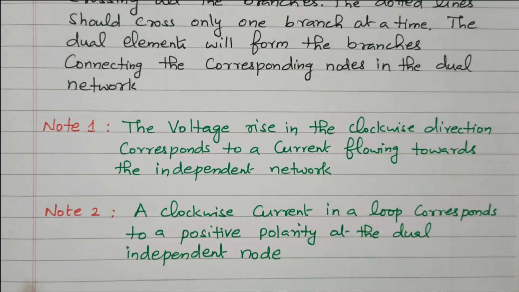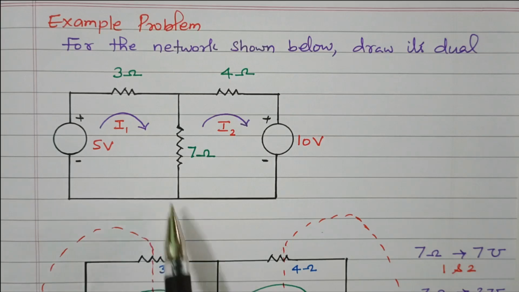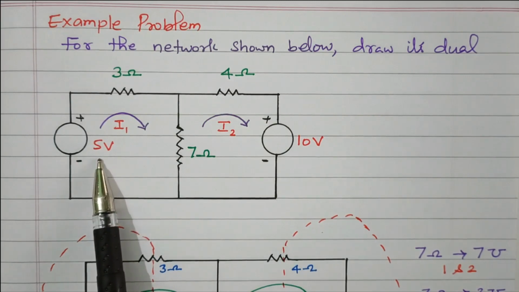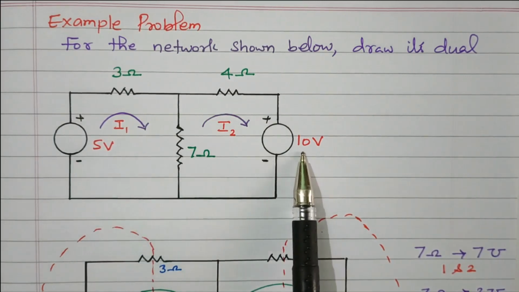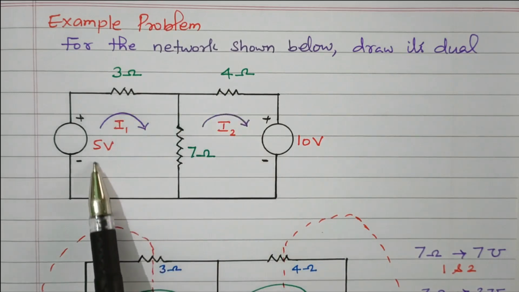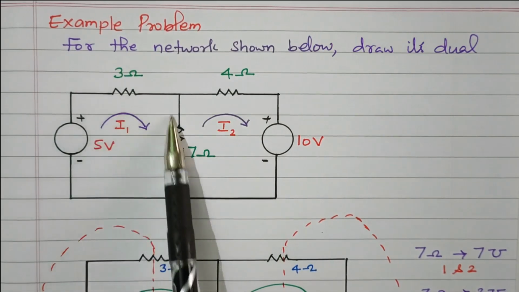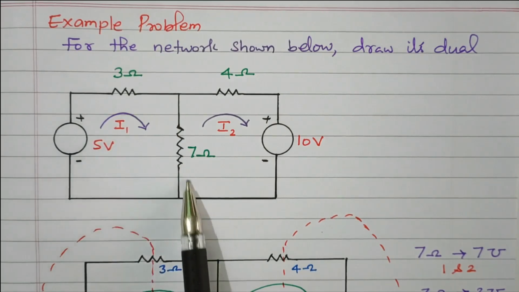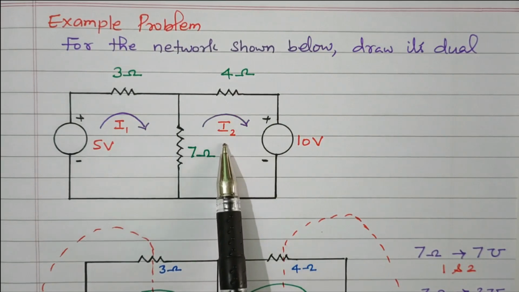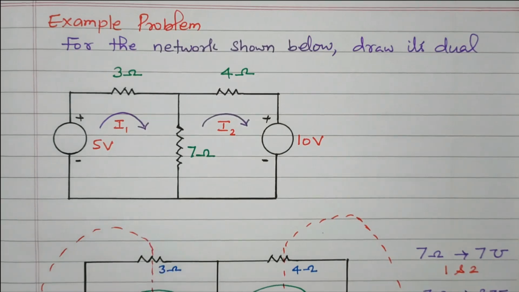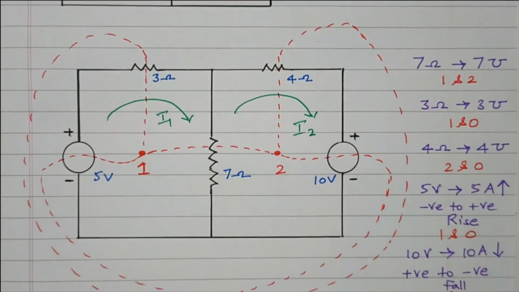Now we'll see the example problem. In this example problem, this given network is available. There are two voltage sources, 5 volt and 10 volt, and three resistors, 3 ohm, 4 ohm and 7 ohm. So we have two loops available. We know that a loop is nothing but a closed path. This is one loop; the current flowing through the first loop is I1. Similarly, this is another loop; the current flowing through it is I2. So the first step, we need to identify how many loops are available. Now we can go to the dual network. We will follow the procedure given for the dual network.